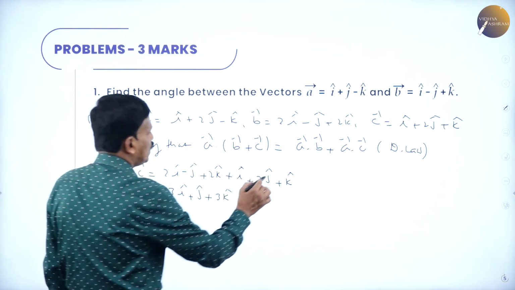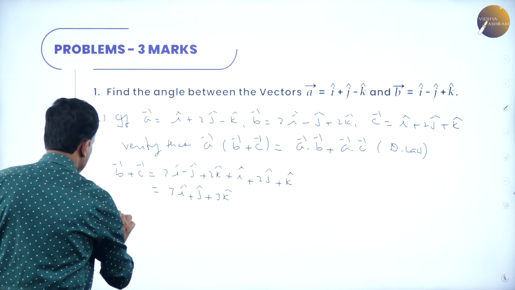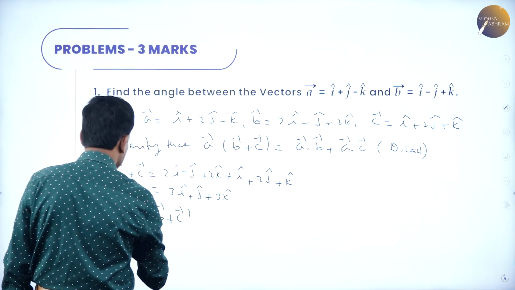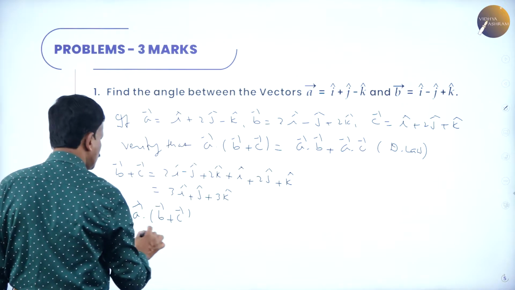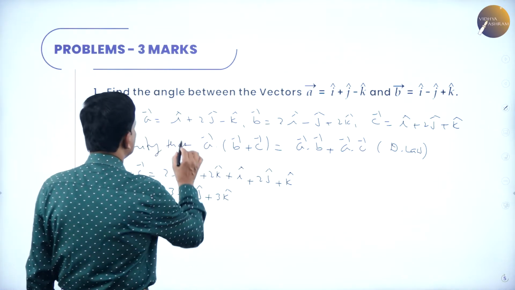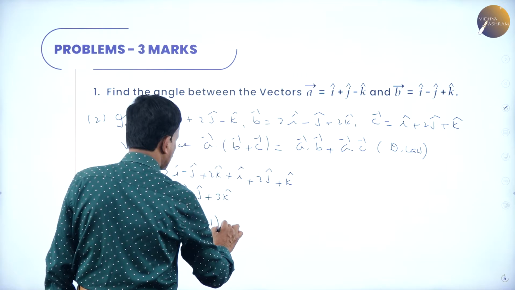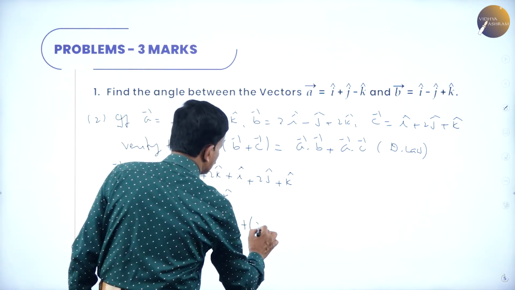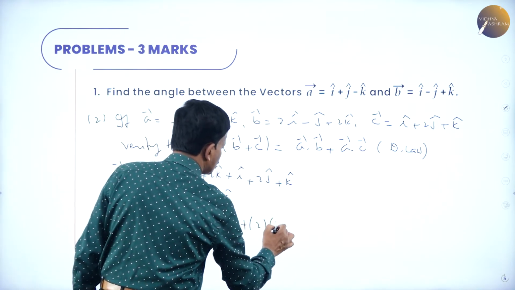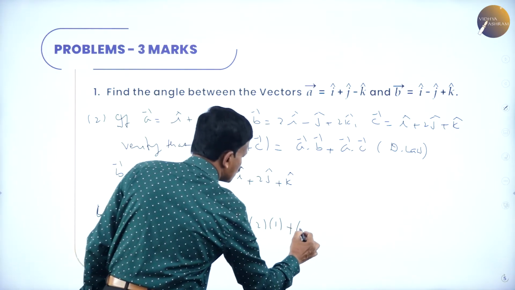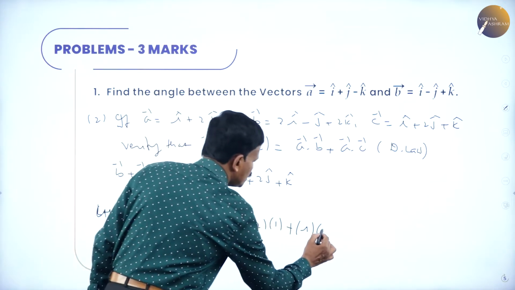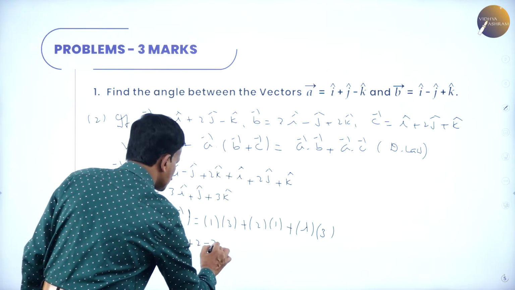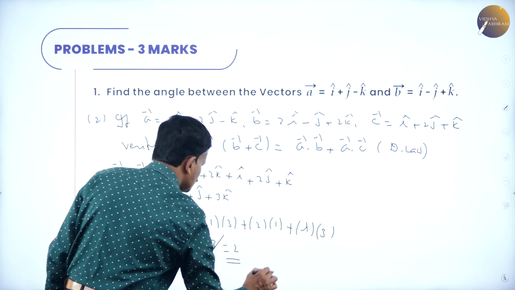Now find out the LHS. What is the LHS? The left hand side is A dot (B plus C). What is A? A dot (B plus C) is 1 into the coefficient of i in B plus C, which is 3, plus the coefficient of j, 2, into the coefficient of j in B plus C, which is 1. The coefficient of k is minus 1 into the coefficient of k, which is 3. So this is equal to 3 plus 2 minus 3. Minus 3 plus 3 gets cancelled. This is equal to 2.